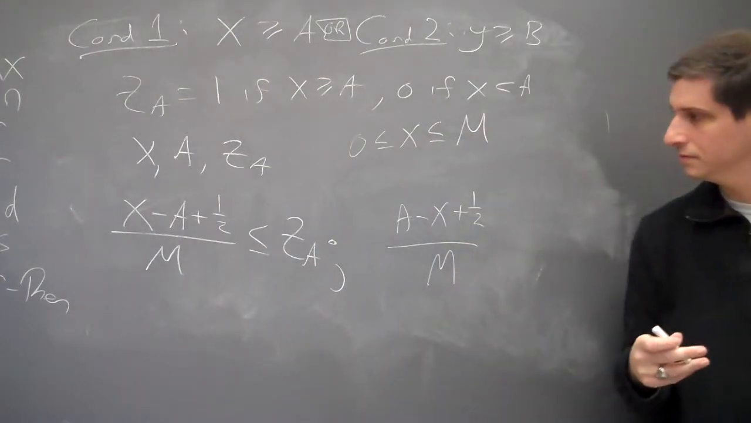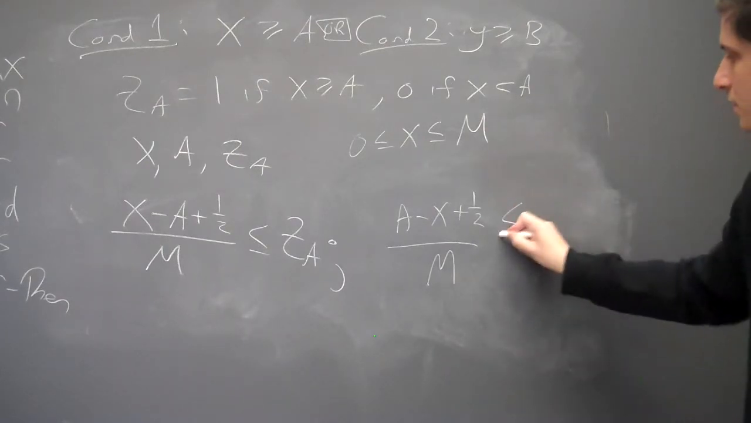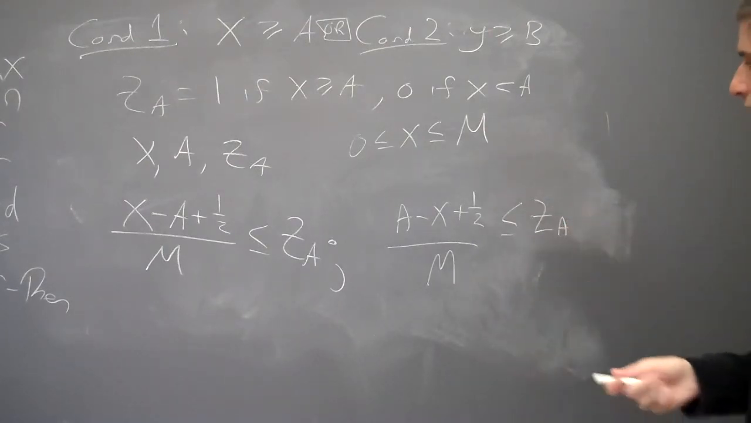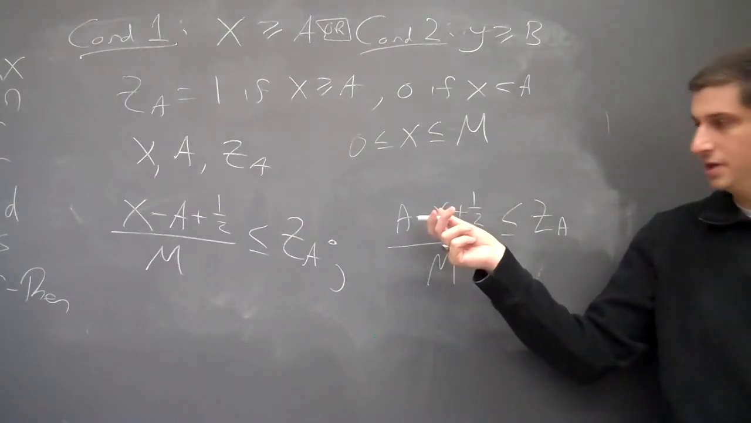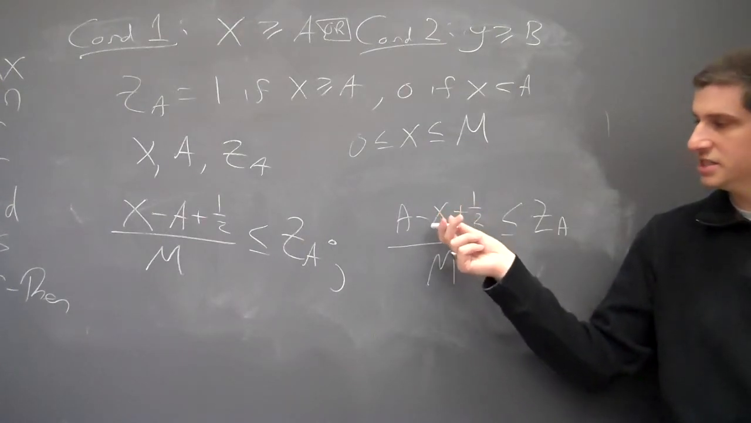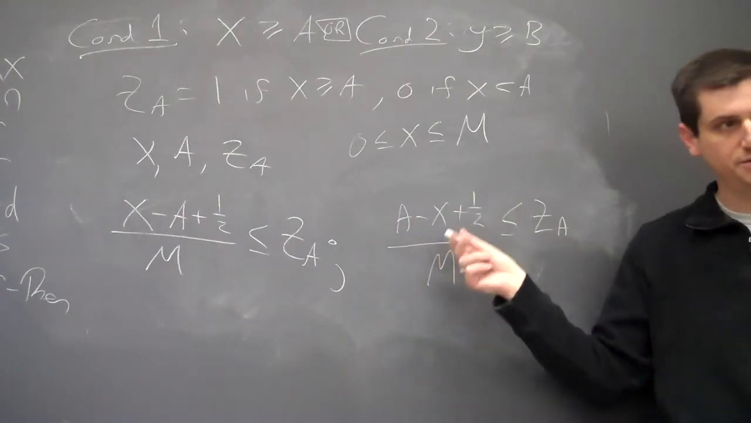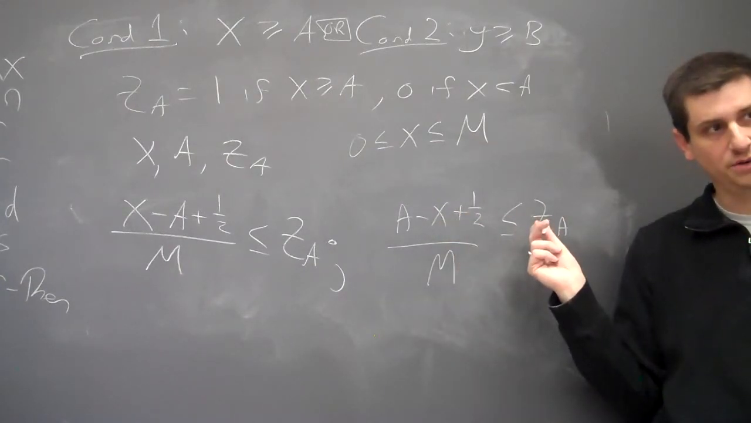Less than or equal to z. Okay. So now, if x is less than a, that's the exact same thing. Oh no, it's not the exact same thing. So if x is less than or equal to a, this is now positive, and that forces z of a to be 1, which we don't want.